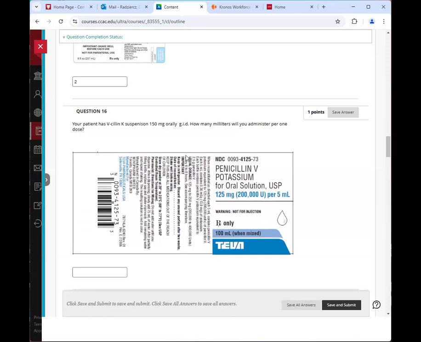All right, number 16. The order is 150 milligrams. It says orally, then it says GID. And if you're sitting there going like, what the crap is that? I'm with you. It's a typo. It's supposed to be QID. There is no GID.